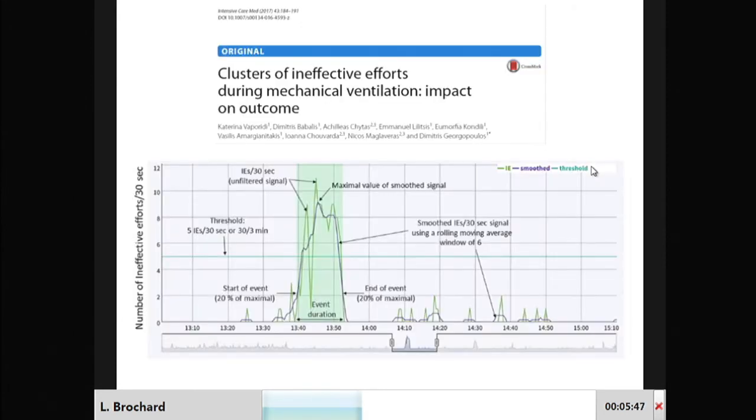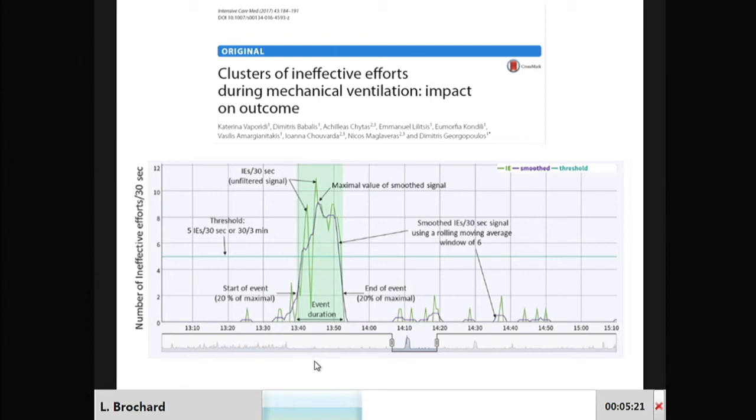And the most recent study comes from Dimitris Georgopoulos and his group, and they looked at patients who developed what they called clusters of asynchrony. A cluster of asynchrony, here on this time scale, was defined as having at least, let's say, 50% of the breaths asynchronous over 3-minute periods.